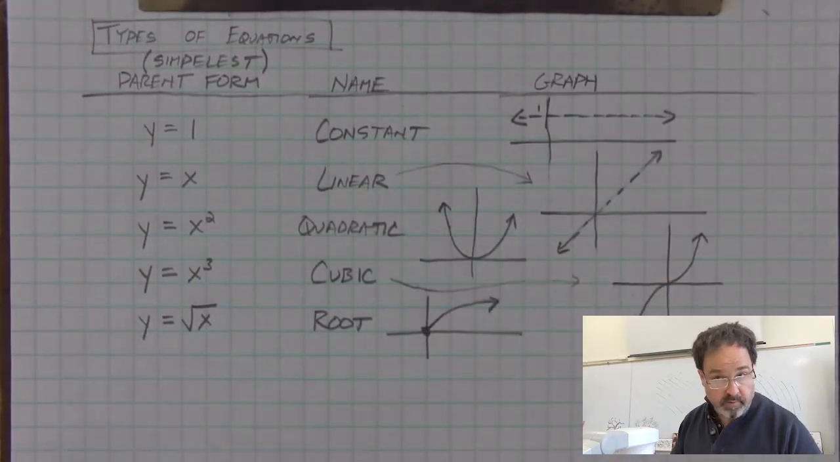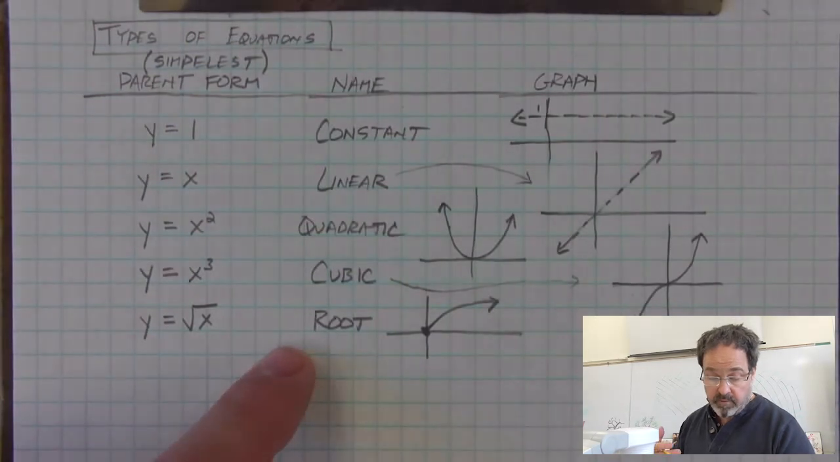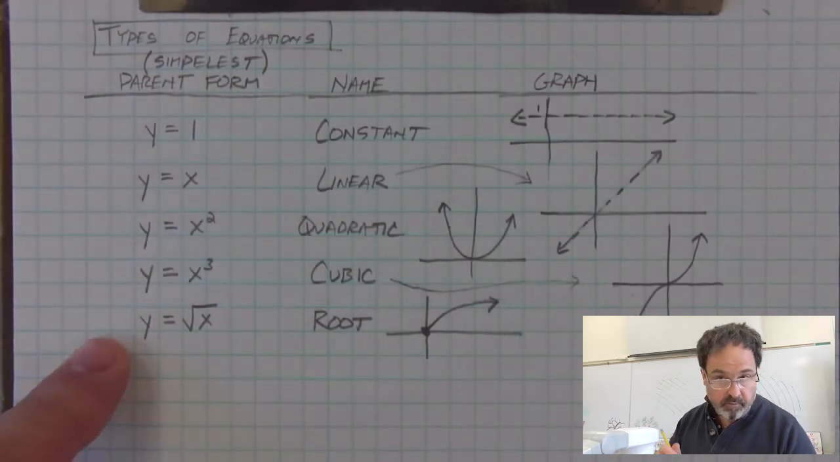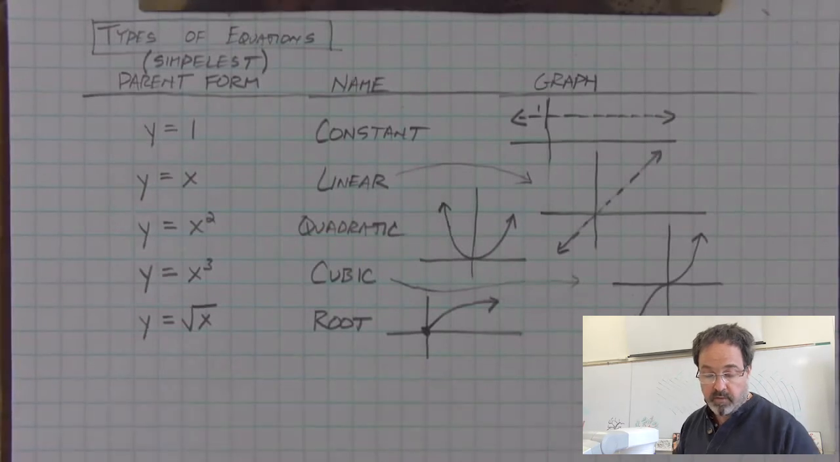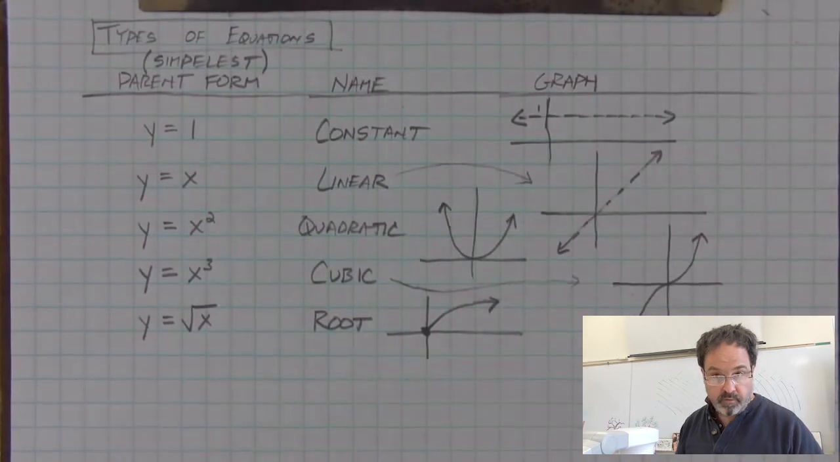Five families of equations, each having their own name to describe the kinds of equations that belong to that family, and an example of the equation, the parent form, which is the simplest possible, that belongs to that family. There are more than five parent functions. There are more than five different families of equations. This is a good start.